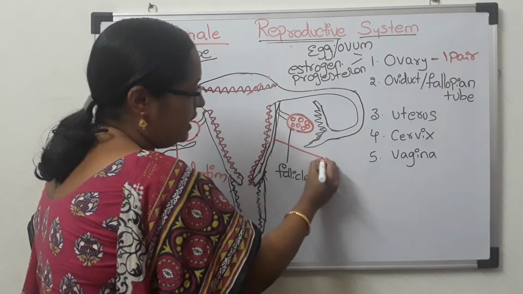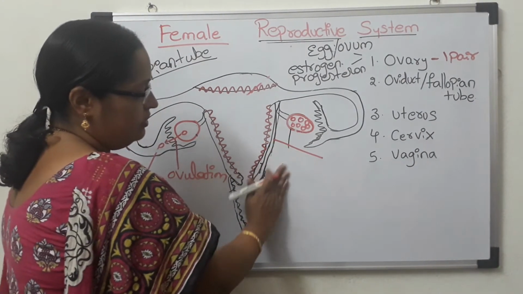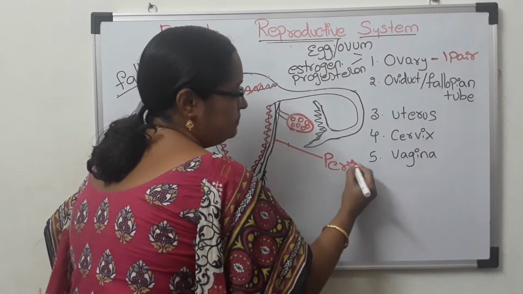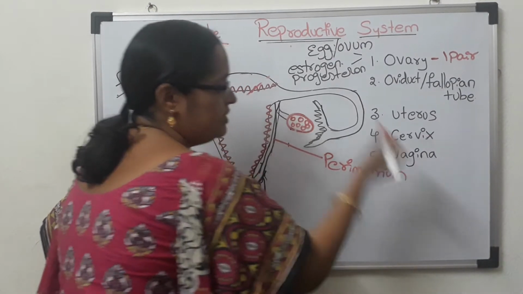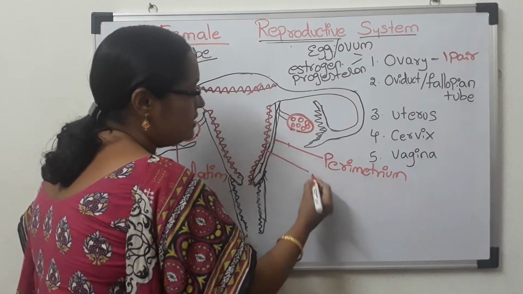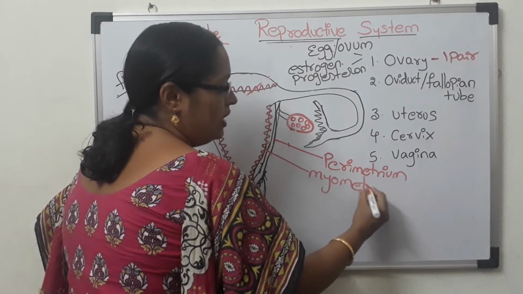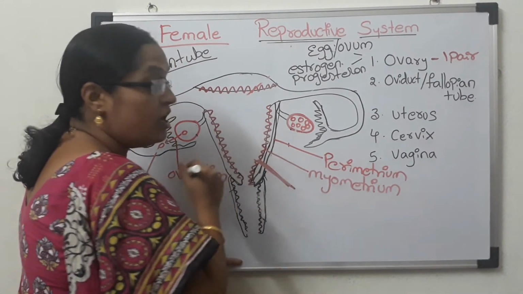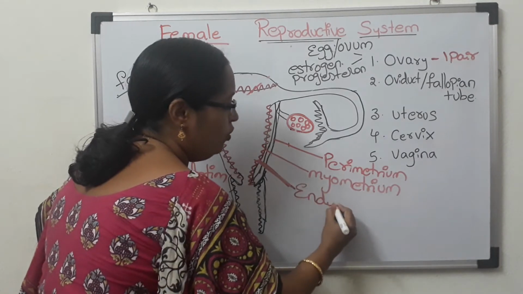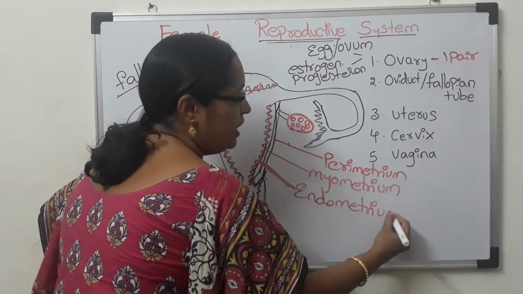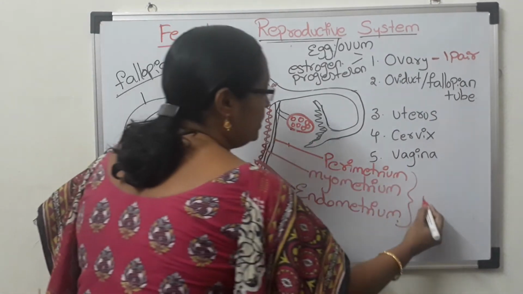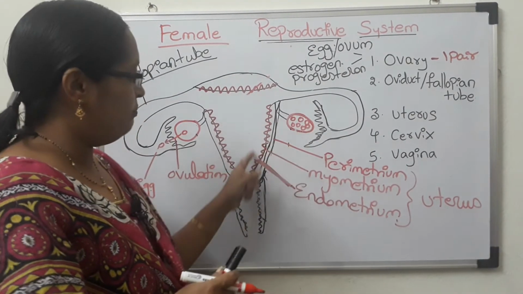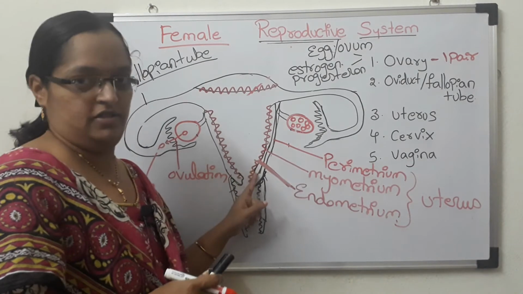The outermost layer is called perimetrium. The middle layer is called myometrium. And the innermost layer, which is very important, is called endometrium. These are the 3 layers which are present in the uterus. Got it? Now the development of the embryo will take place in these walls.